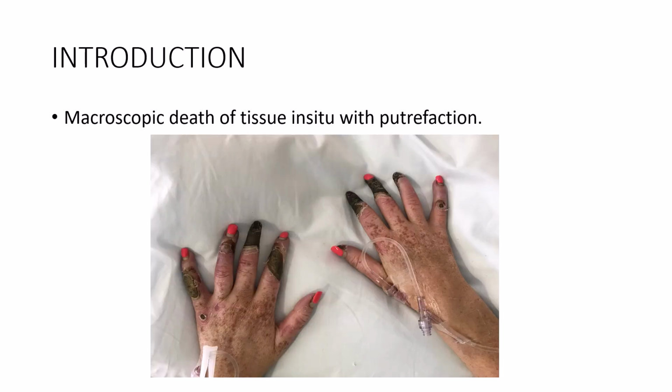So, what is gangrene? Gangrene is actually a macroscopic death of the tissue in situ. It can occur in continuity with the adjacent viable tissue along with putrefaction. So when putrefaction occurs, there will be loss of function over there too. What are the most common sites where you can see gangrene? It's found in limbs, appendix, bowel, testes, gallbladder, etc.